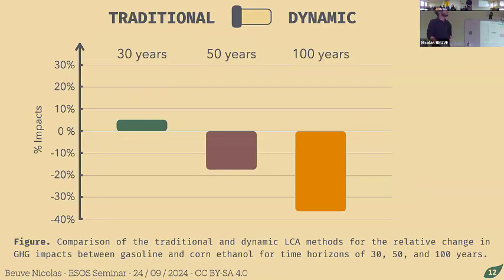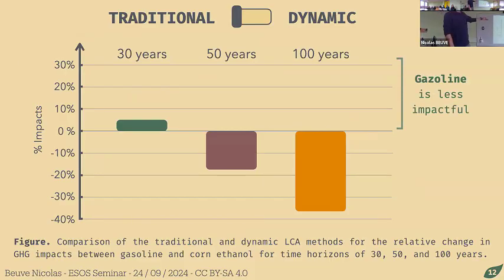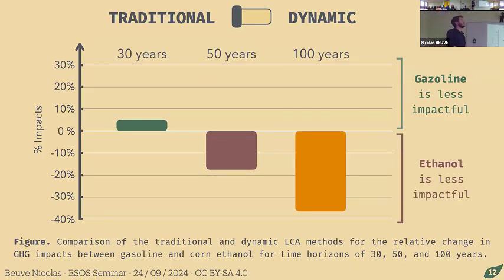So by doing a traditional LCA, we will get this result. This curve shows the relative impact of gasoline and ethanol. So when you're at the top, it means that gasoline has less impact on the environment than ethanol. And when you're on the lower end of this curve, it means that ethanol has less impact. And as you can see, if we compute an LCA over 30 years, then gasoline is better because of the first big emission. But then, as time goes by, ethanol becomes better and better.